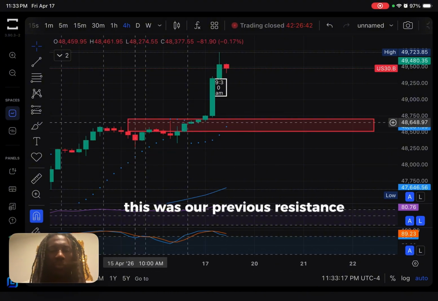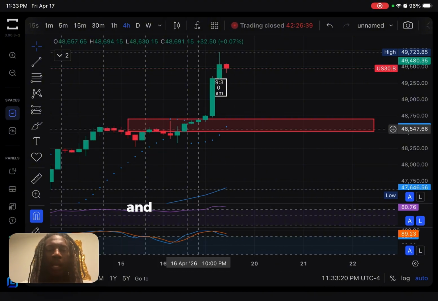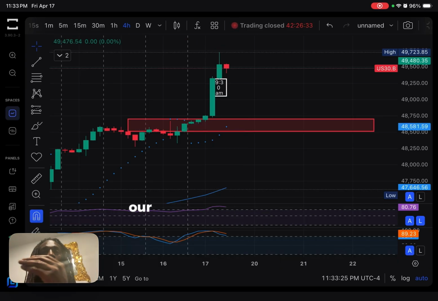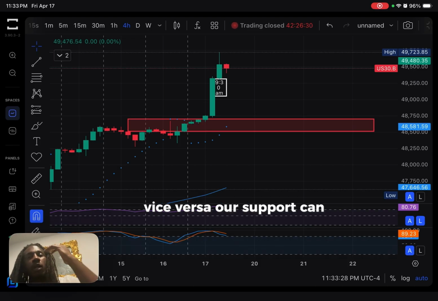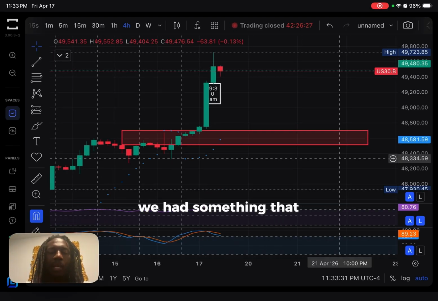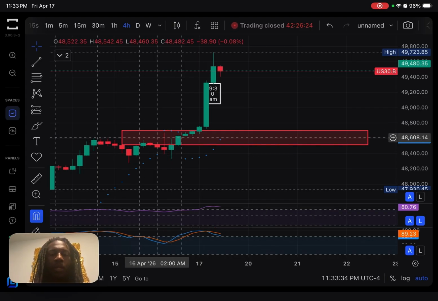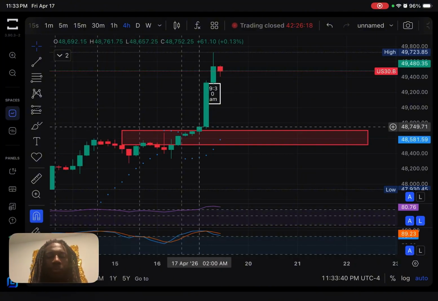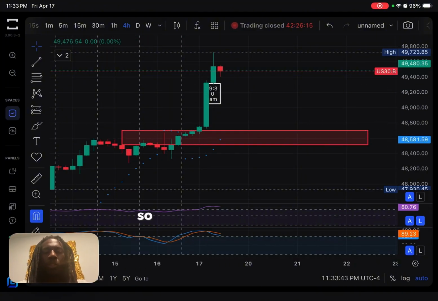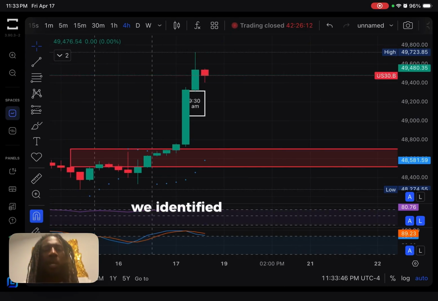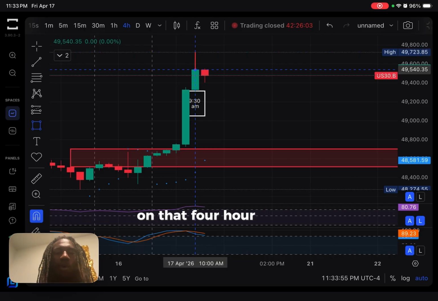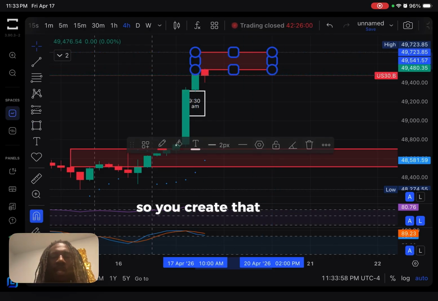This was our previous resistance zone for US 30, right? And if you haven't learned yet, resistance can become our support, and vice versa, support can become our resistance. So in this case, we had something that was resisting, and resistance turned into support for the upside. So right here we see that support. So we identified our support and resistance on the higher time frame. Most recently, this would be another resistance area right here because we got that heavy wick on that 4 hour time frame. So we create that right here, boom.